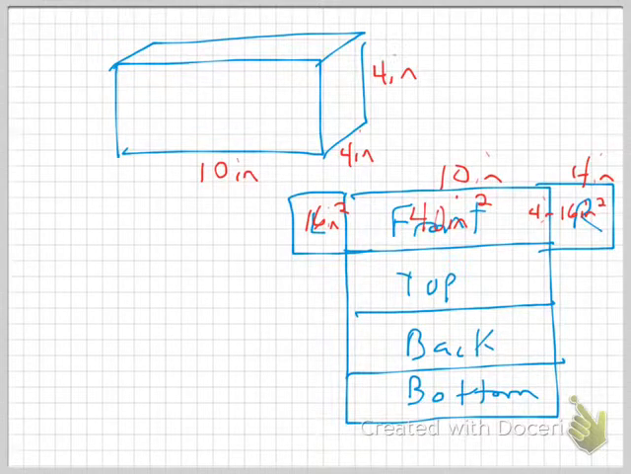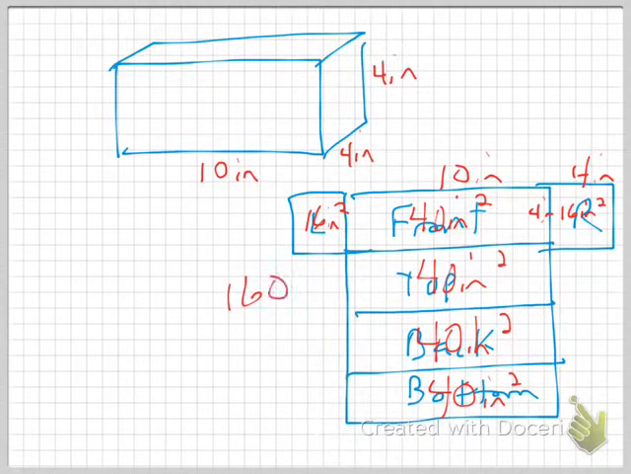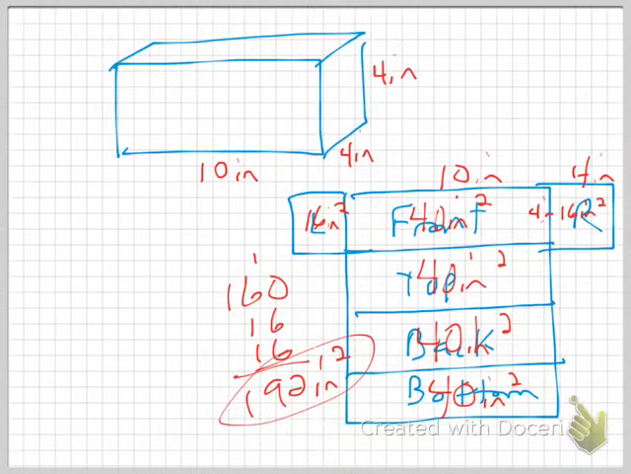And then what would the top be? 40 square inches. And then the back would be 40 square inches. And the bottom is 40 square inches. So 40 plus 40 plus 40 plus 40 is 160. 160 plus 16 plus 16 comes out to 192 square inches. Yep, that would be the answer. That is the surface area of the whole object. You have to find the areas of each of the sides, and you're good. Does that make sense?